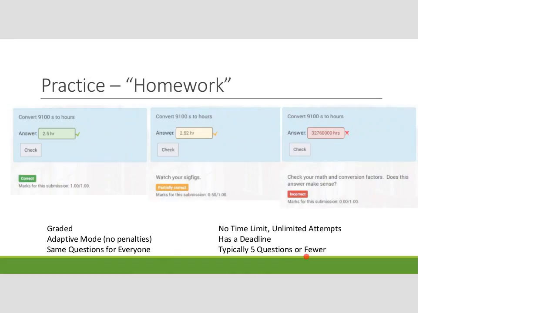I use the exact same questions for everyone for these practice assignments so that students can help each other. In fact, that's part of the process that we'll talk about a little bit later on.